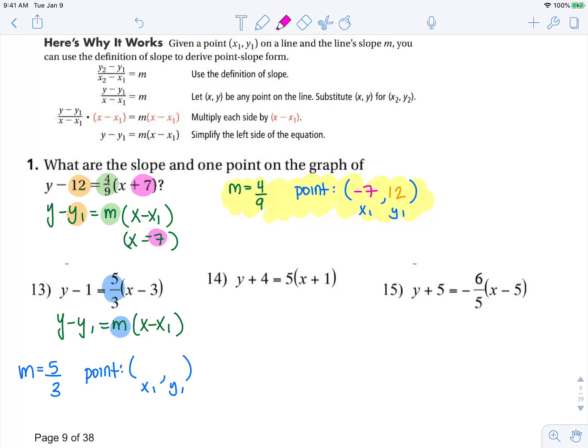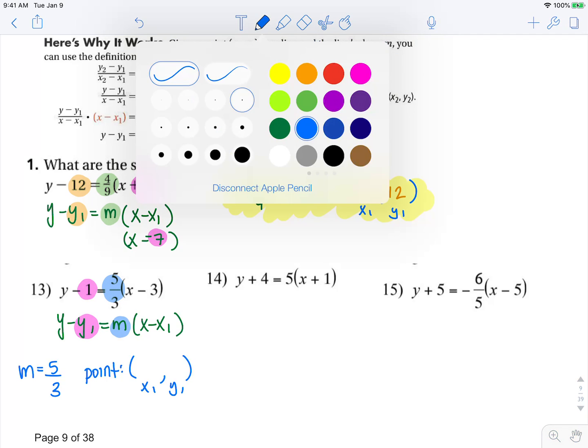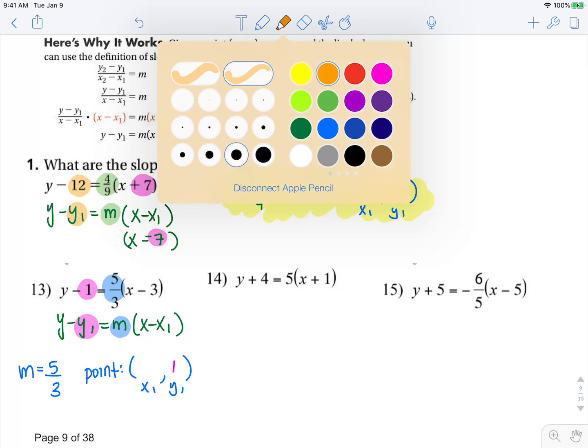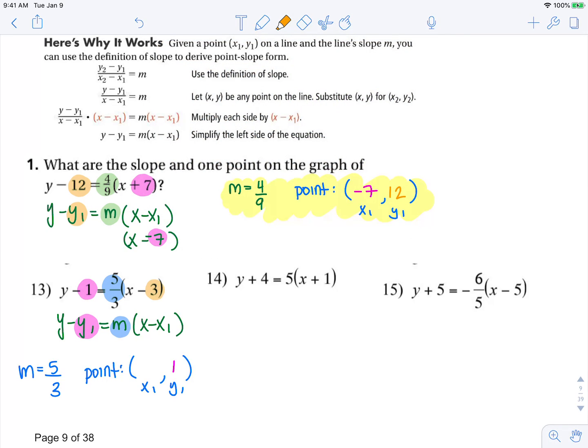So we are subtracting 1. So that means our y1 is +1. And we are subtracting 3. So that means my x1 has to be +3. So my given point here is 3/1 with the slope of 5/3.